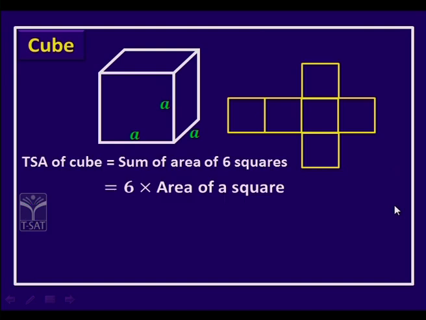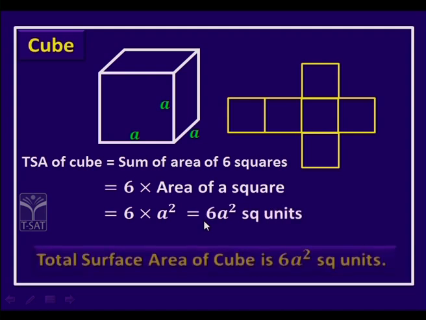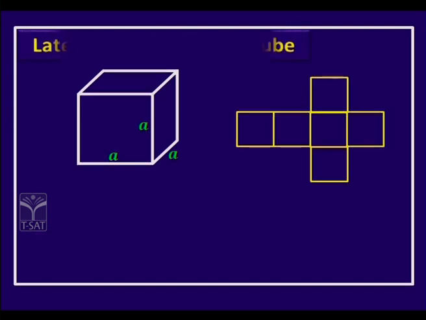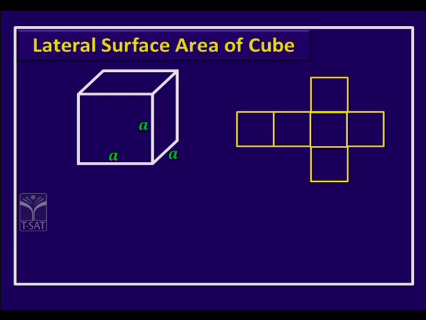Now, let us apply this formula, children, in finding the total surface area. So, your side is nothing but A, right, the length of the side. So, 6 into area of a square. Area of a square is A square, so 6 into A square. What do you get, children? Yes, 6A square. Hence, I can say that the total surface area of cube is 6A square square units.